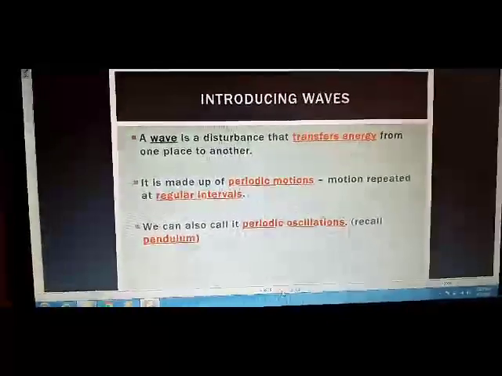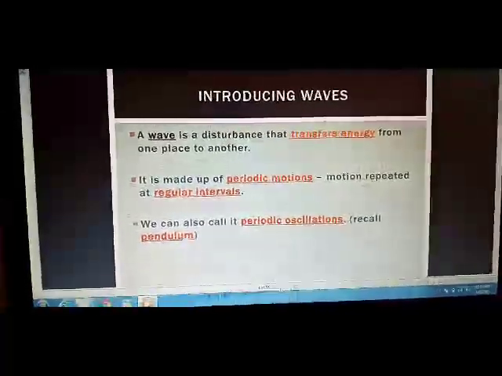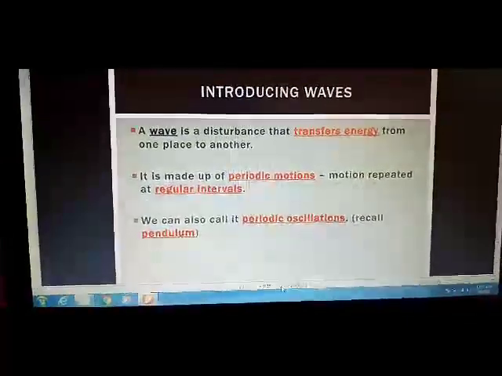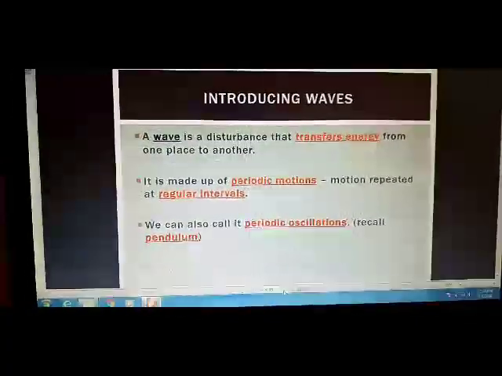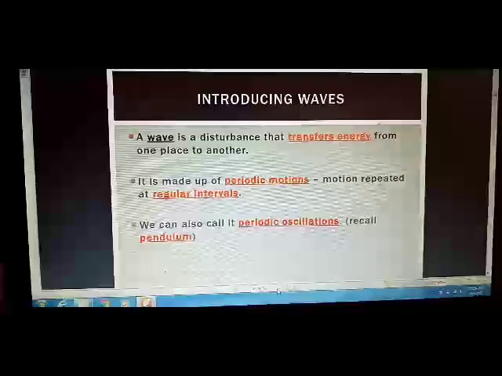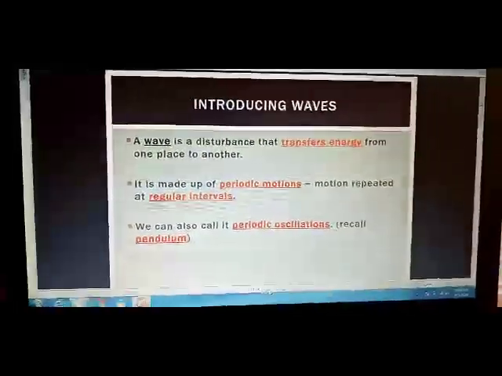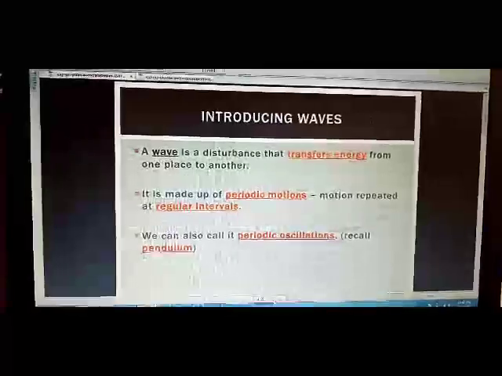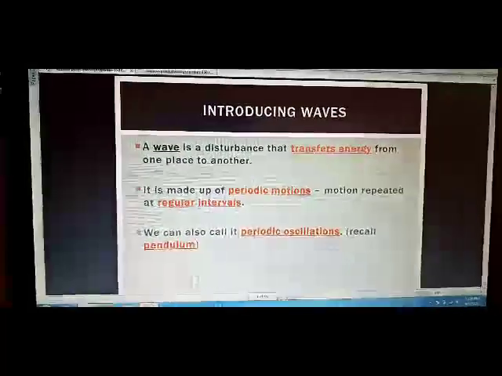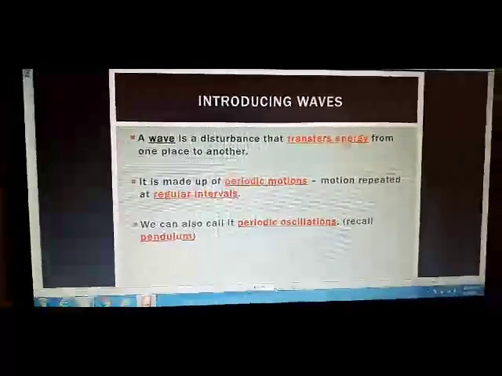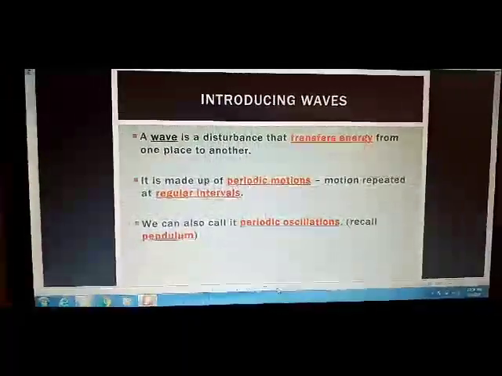Now, next, how are we going to describe a wave? What is a wave? A wave is a disturbance that transfers energy from one place to another. It is made up of periodic motions, that is, motion repeated at equal intervals of time. They are also known as periodic oscillations. You can take the simple example of the pendulum of a clock. The pendulum of a clock moves forward and backward in equal intervals of time.